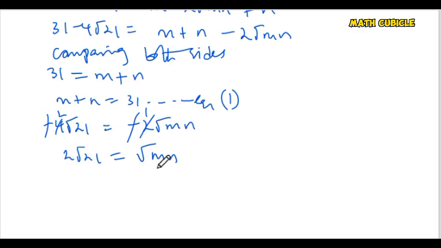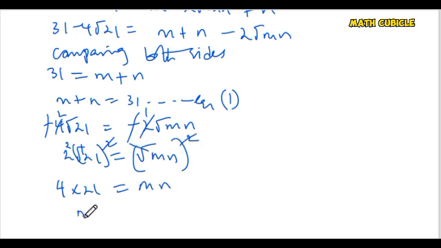Now let's get rid of the square root. To get rid of the square root, let's square both sides. So when we square both sides, this is square, and this is 2 square. So 2 square is 4. The square cancels the root. We have times 21 is equal to, the square cancels the root, we have mn. So mn is equal to 84. So let's call this equation 2.